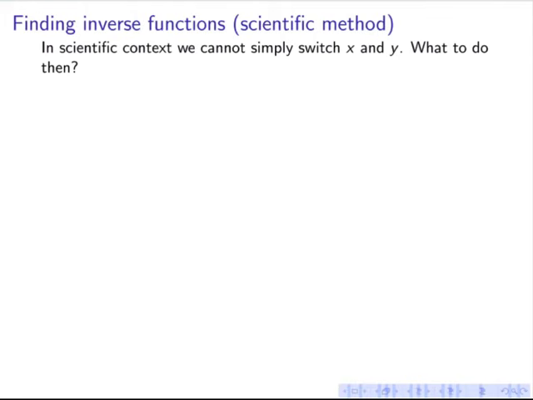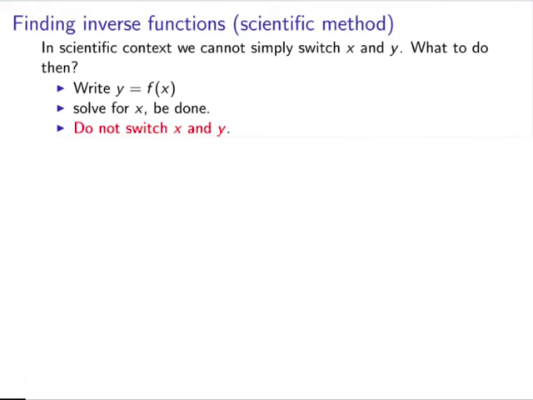Let's talk about what I call the scientific method. It's a little bit simpler than the classical method, believe it or not. The thing is, sometimes in scientific context, the variables x and y do have a meaning. For example, it could be a drug concentration as a function of time. And then we cannot just simply switch x and y. So here's what we do then. We write y is equal to f of x. We solve for x as before, but then we stop. We do not switch x and y.